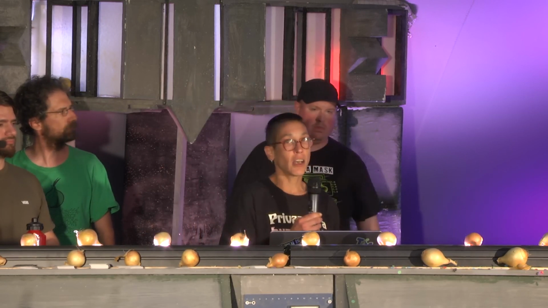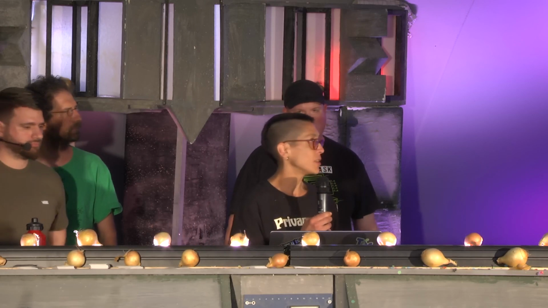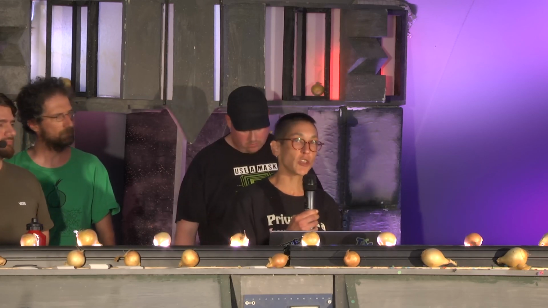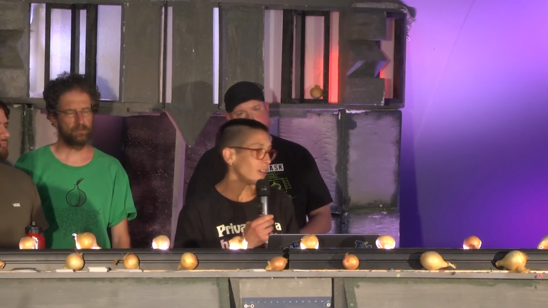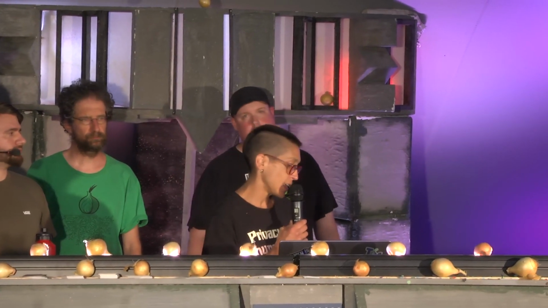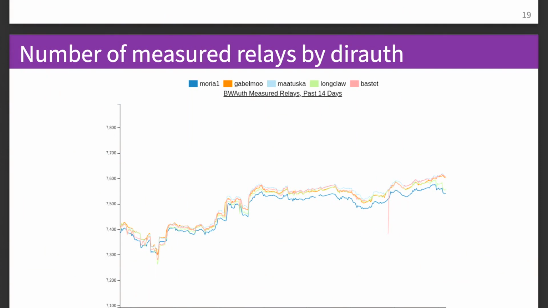So how does it work? The scanner builds two-hop circuits between the relay that it wants to measure and another relay that helps to measure this relay with double bandwidth. Then it downloads data through this circuit and writes it in a file. Every hour, this file is read by the directory authorities, and they vote on the consensus weight. This is a graph of the number of relays measured by the bandwidth scanner by each directory authority in the last 4 days.